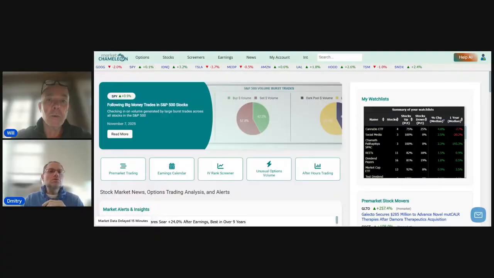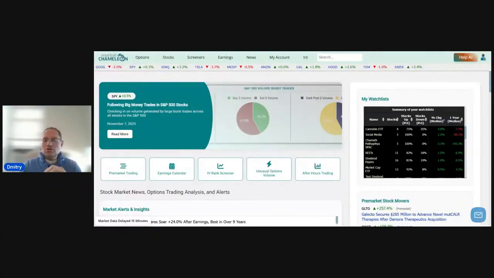Good morning. And there's the Market Chameleon landing page. All right. And what we'll do is, let's first navigate to the call spread screener, and then we're going to use some filters that are stock technical indicators, and this will just help us narrow down bullish call spreads.